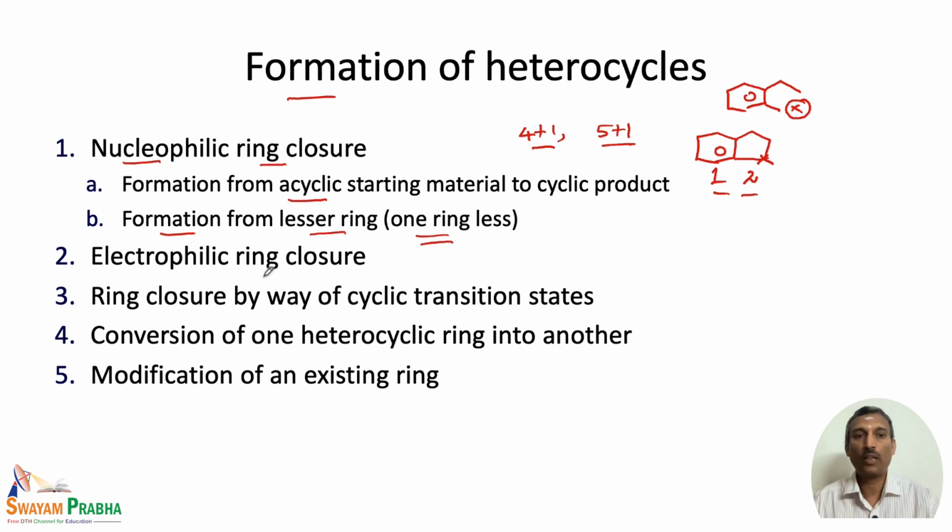We also have electrophilic ring closures, and we will also look at why the nucleophilic ring closure is the most preferred reaction compared to electrophilic ring closure. There are also other reactions, by means of a cyclic transition state, that also lead to ring closure. Then we can also convert one heterocyclic ring into another one, and we can also modify an existing ring. So these are all the major reactions by which heterocycles can be formed.